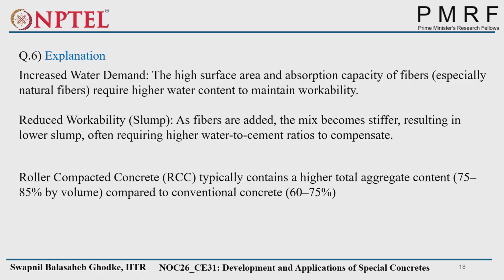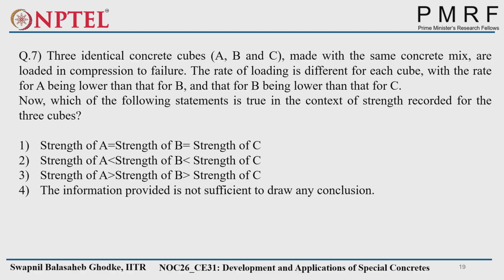And in the case of roller compacted concrete, it typically contains a higher total aggregate content, 70 to 85% by volume. Normal conventional concrete has 60 to 75% only, and roller compacted concrete has more than that, 75 to 85% on only 25 to 15% binders. So that's why the second statement is wrong, and the first one is correct. Okay.